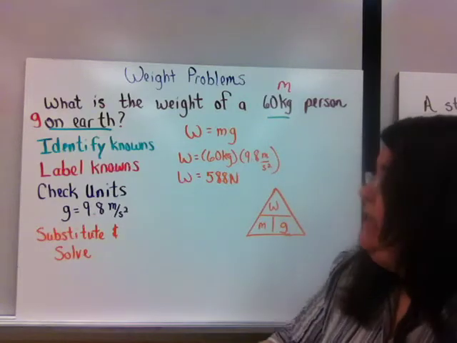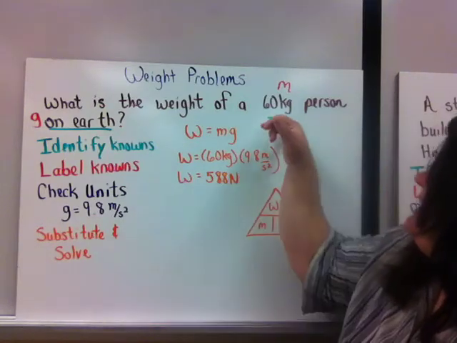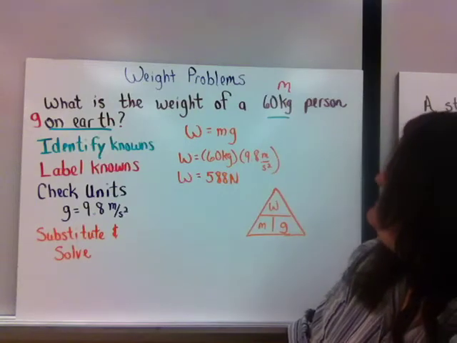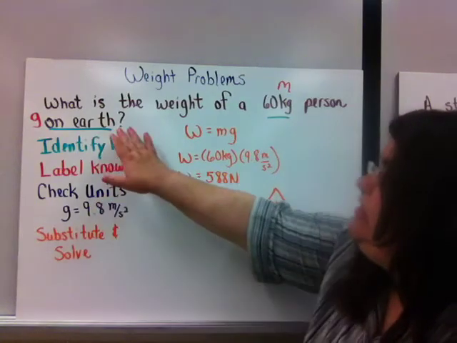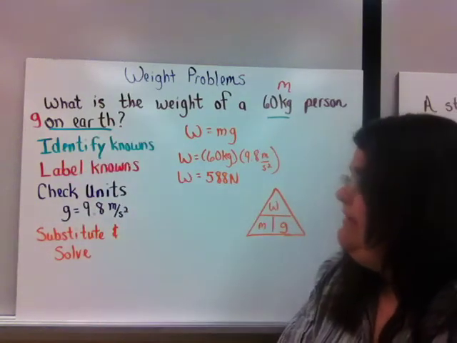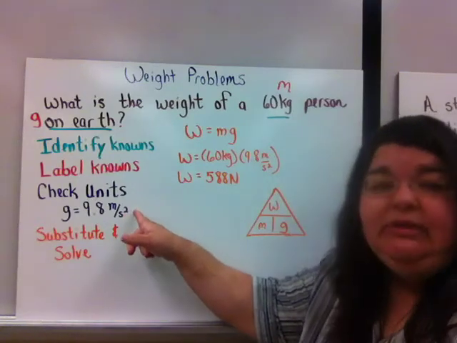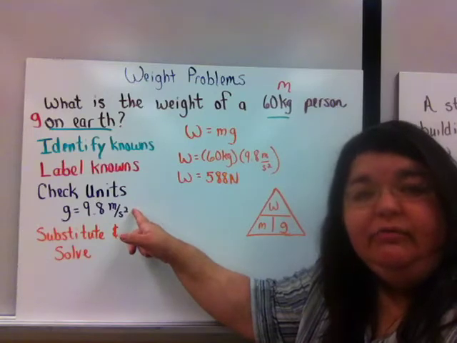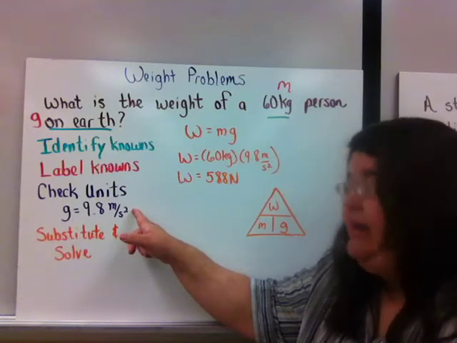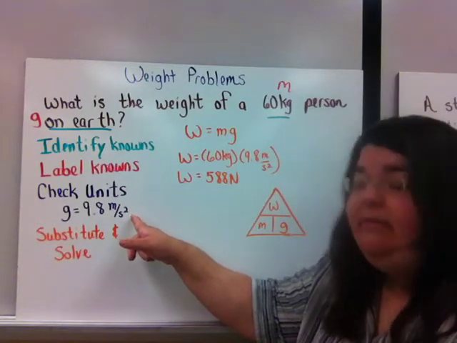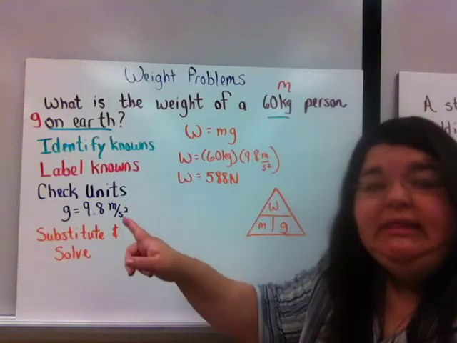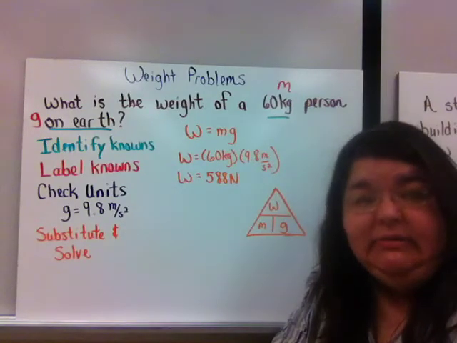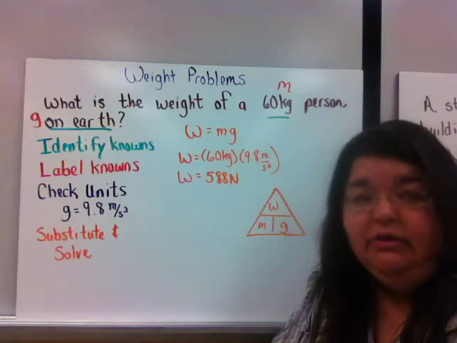So now I label my knowns, and I know that this 60 kilograms is the mass, and on Earth I will experience gravity. So when I check my units, I'm going to assign gravity's value for the planet that I've identified. So I'm going to have 9.8 meters per second squared. That is the rate of acceleration for gravity on Earth.